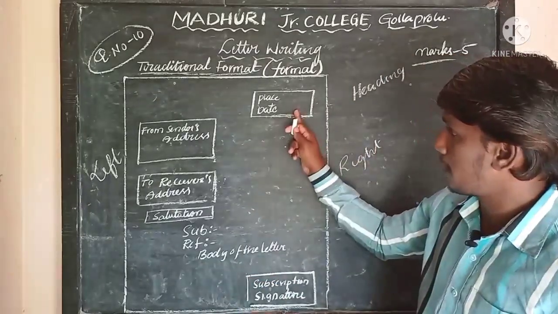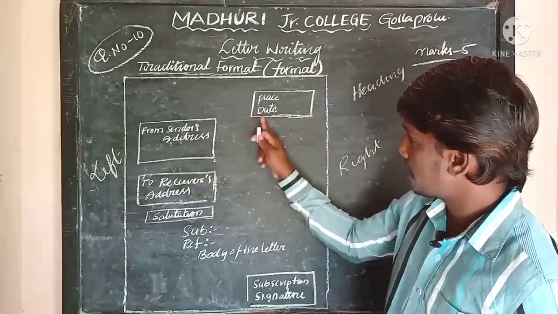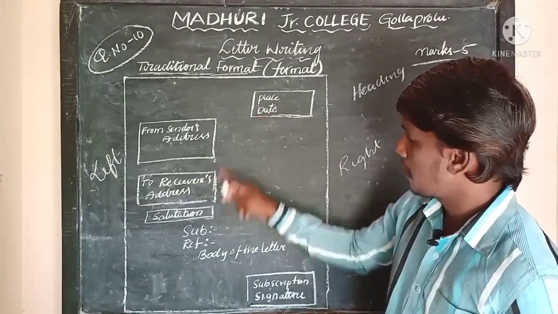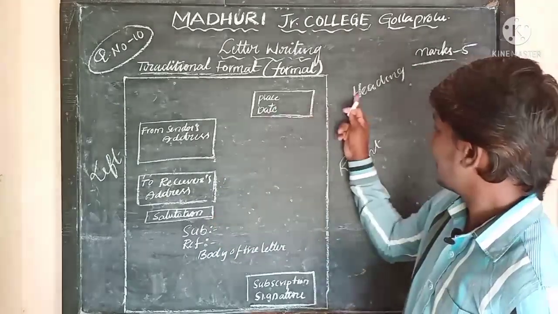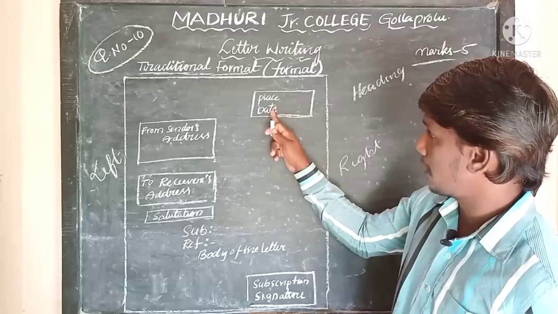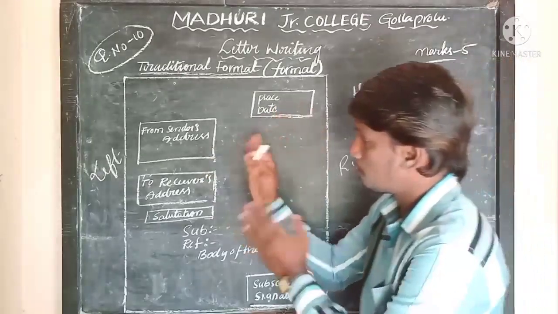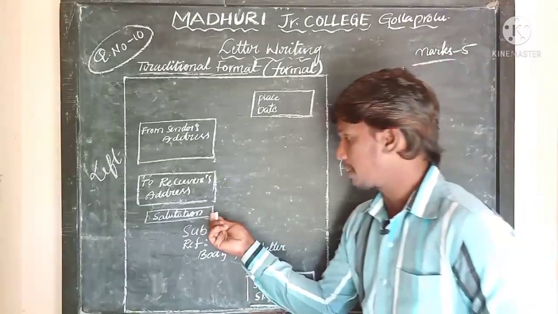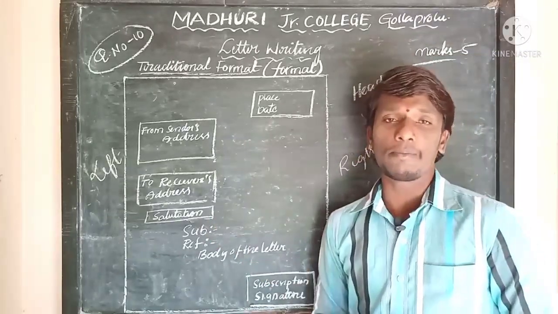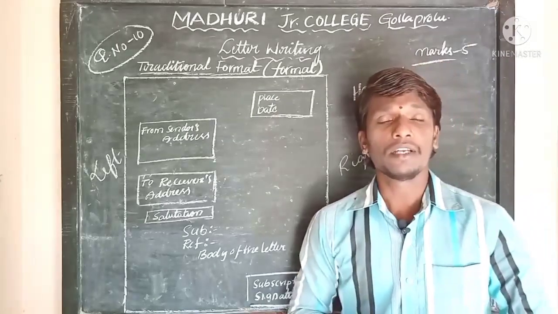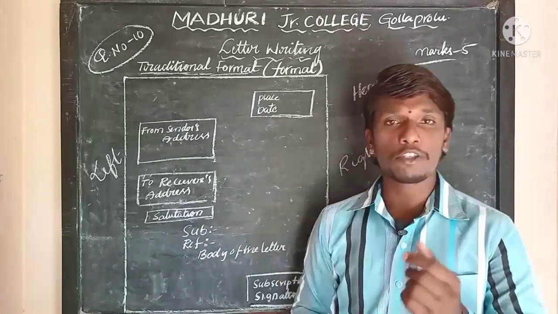So this is the first point, and these three are called, first, the heading, and second, the salutation. Yesterday we discussed that the heading consists of place and date, from sender's address to receiver's address. These three parts are called heading. The second part of writing the letter is salutation, and the third part is the body of the letter. We discussed that the body of the letter can be written in three paragraphs.